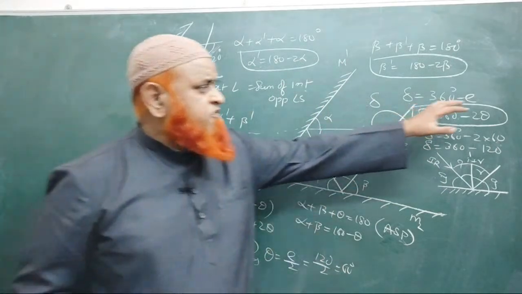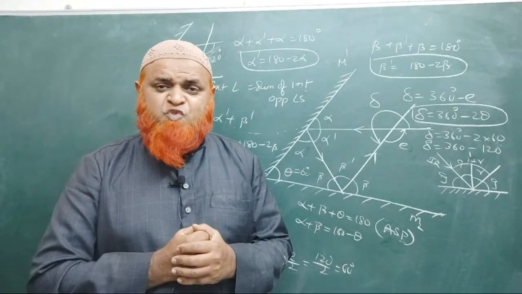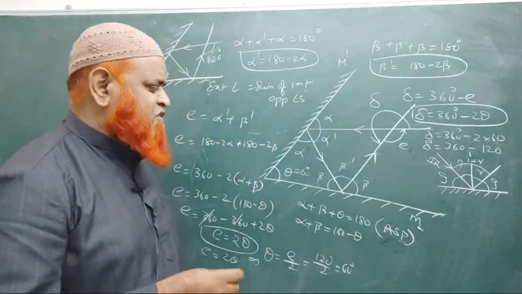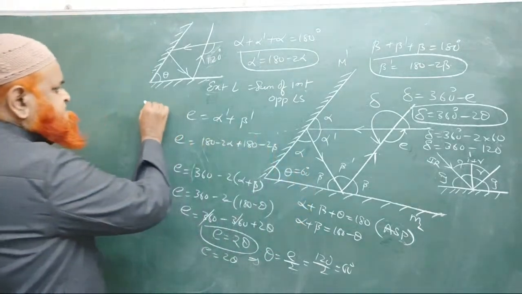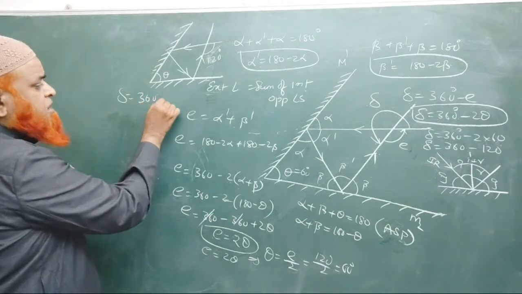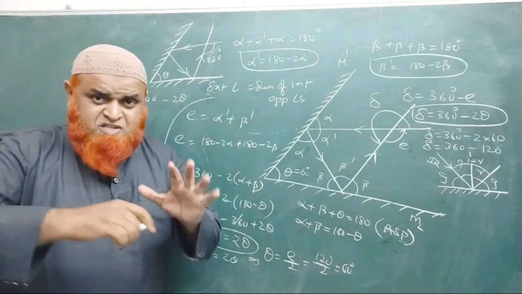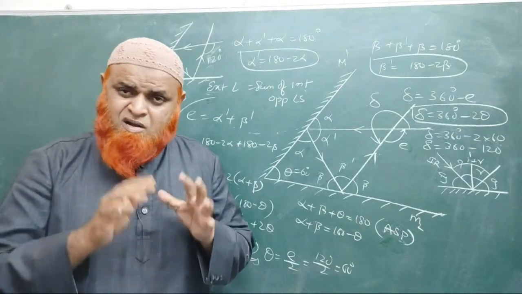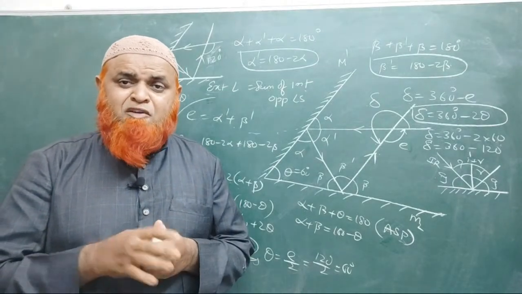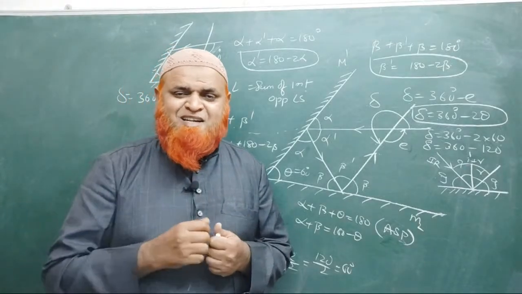And if you want to modify this formula a little bit, how can you modify this formula? Here, delta is equal to 360 minus 2 theta. In multiple options, sometimes he will give you not 360 degrees. The answer will be in terms of pi, and you will be confused. How can you select the correct option?